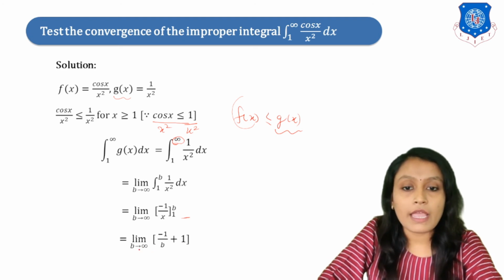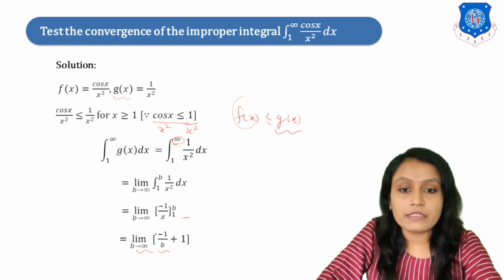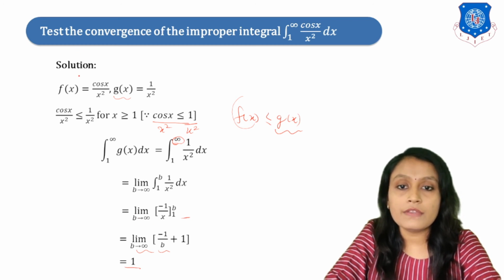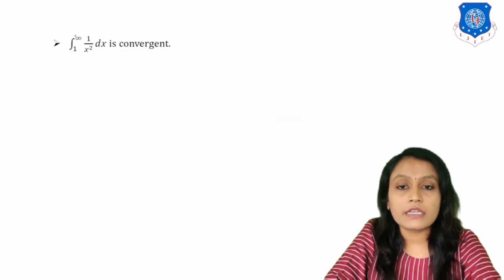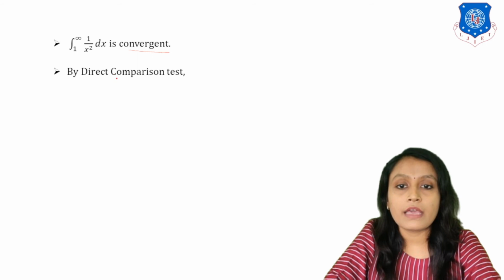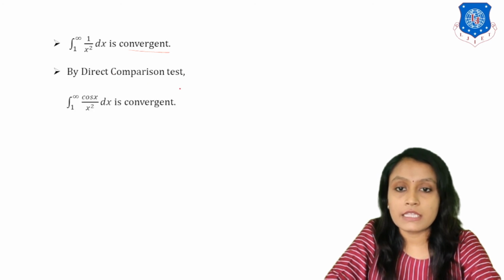Now as b tends to infinity, this whole term will go to 0. So what will remain? 1. So the answer of this integration from 1 to infinity of g(x) dx is 1. So we can say that this integration from 1 to infinity of 1 upon x square dx is convergent, and therefore by the direct comparison test we can say that this integration from 1 to infinity of cos x upon x square dx is also convergent.